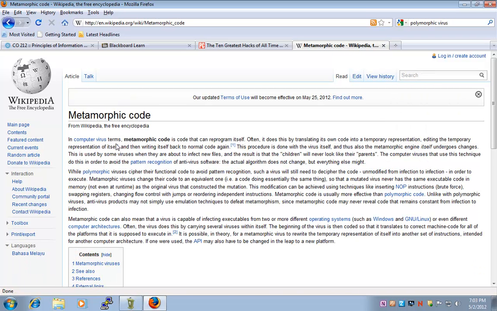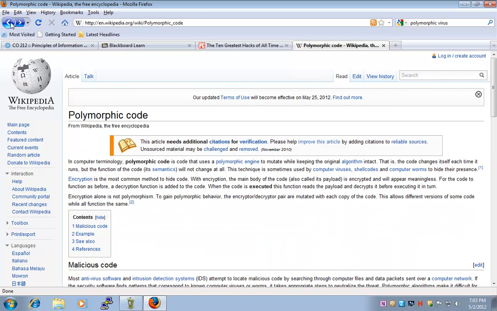Okay, and so here the computer virus is able to reprogram itself. Here's why these are different. In polymorphic code, oftentimes the virus is going to encode itself differently or even encrypt, but it's actually the same code. So before the code can be executed, it has to be decoded and decrypted.